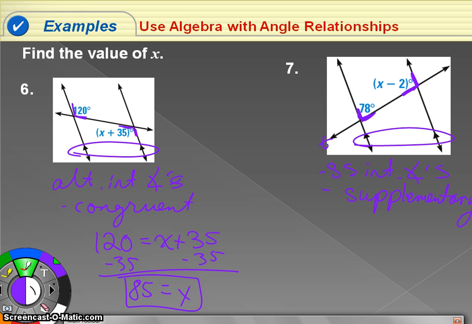So now that I see that they're supplementary, I'm going to do 78 plus x minus 2 equals 180. Okay. Combine like terms. So 78 and the minus 2 gives you 76. Now subtract your 76, and we get x equals 104.